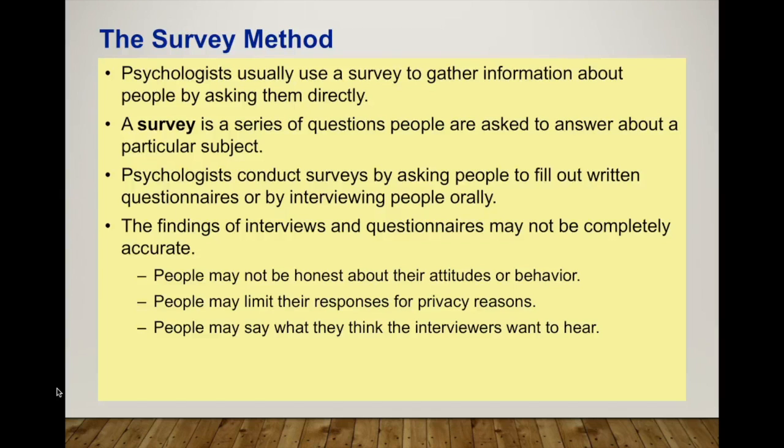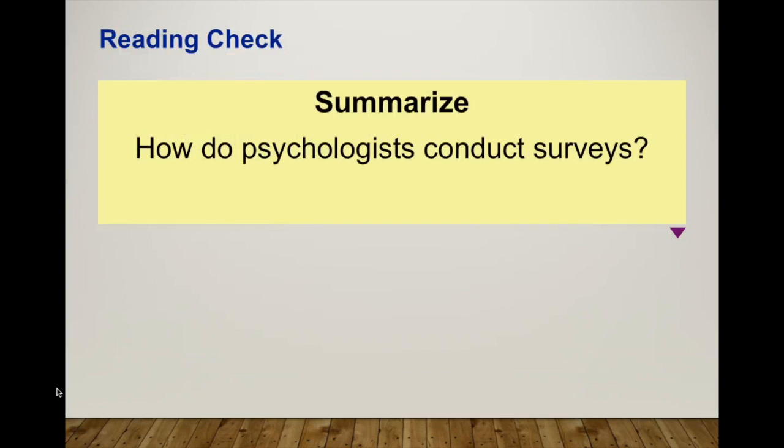The findings of interviews and questionnaires may not be completely accurate. People may not be honest about their attitudes or behavior. They may limit their responses for privacy reasons, or they may say what they think the interviewers want to hear. How do psychologists conduct surveys?